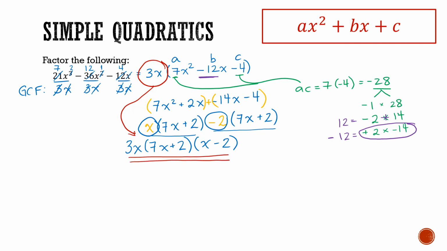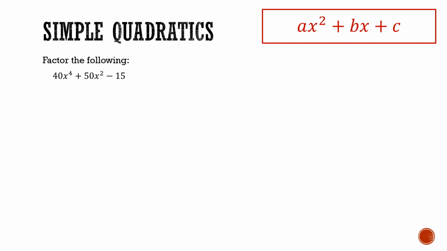Now we've got our final example for this video. I'm going to try to combine a few concepts we've learned. I want to factor the expression 40x to the power of 4 plus 50x squared minus 15. First, let's pull out the greatest common factor. For each term here, the only factor I can see is 5.